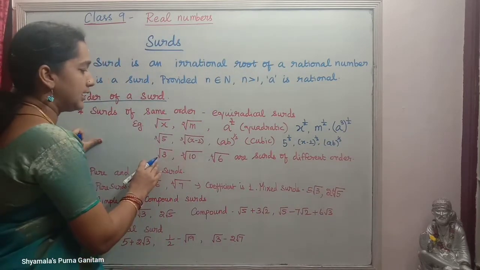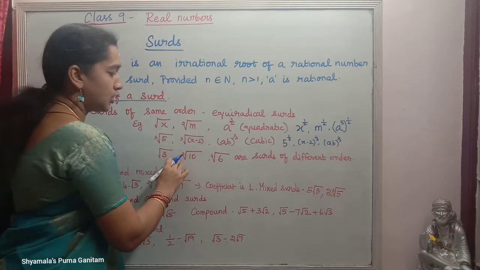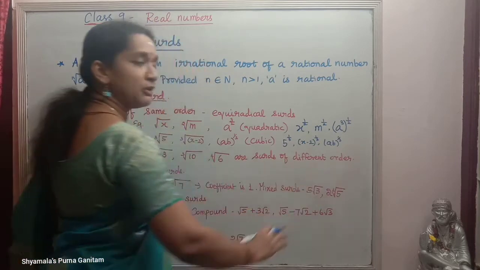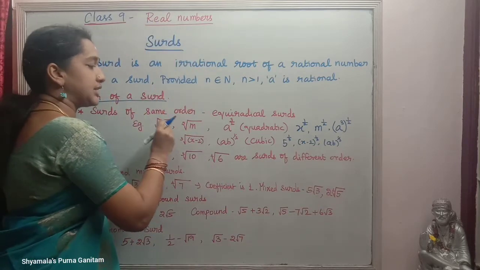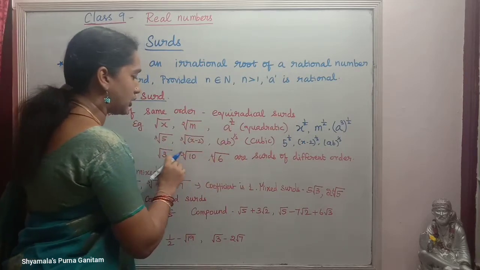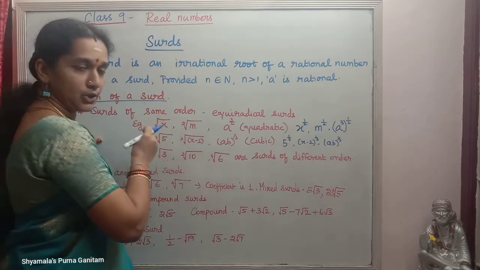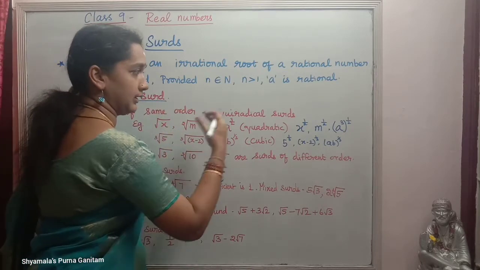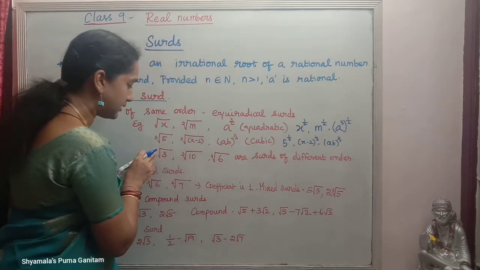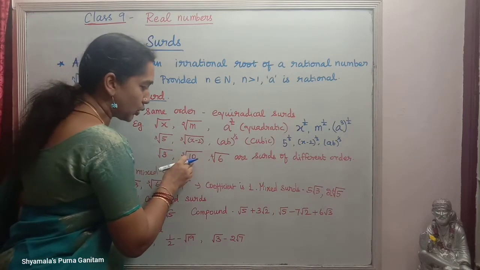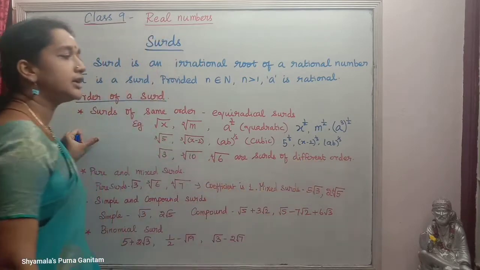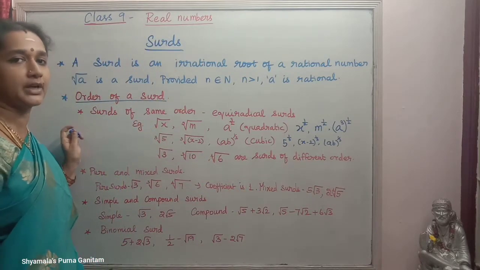Then next one is root 3, cube root of 10, fourth root of 6, which are surds of different order. If the roots have the same number, they are called the same order. If the roots have different values, that is different order. This is second root of 3. This is third root of 10, cubic root we will say. Then this is fourth root of 6. So these are surds of different order.